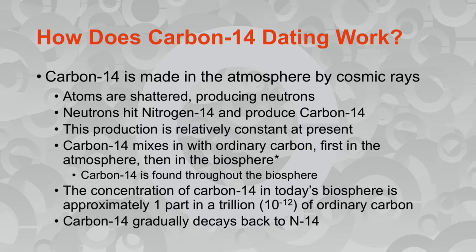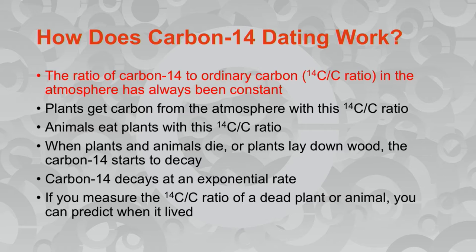The concentration of carbon-14 in today's biosphere is approximately one part in a trillion, a little shade over, of ordinary carbon. And carbon-14 gradually decays back to nitrogen-14. And so if you know what the concentration was to begin with, and you know what the concentration is now, you have a dating method. It works like this. The ratio of carbon-14 to ordinary carbon in the atmosphere is assumed to always have been constant. Nowadays we know better, but they think maybe it's pretty close, and so they'll kind of stick with it.